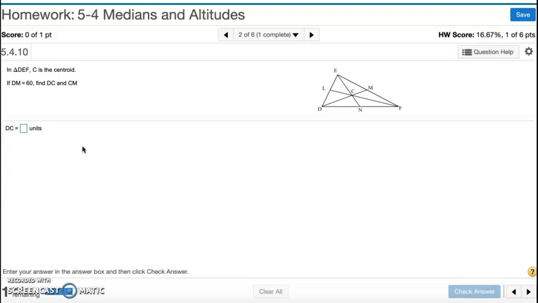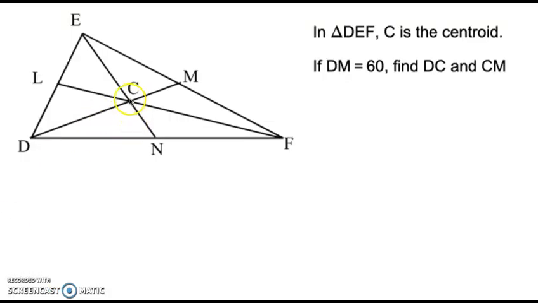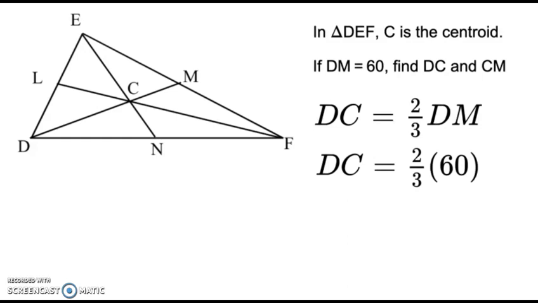Number 2, in triangle DEF, C is the centroid. If DM equals 60, find DC and CM. So let's take a look at that. Now the centroid is the intersection of all the medians, and it's otherwise known as the center of gravity or the center of balance. Now to find DC and CM, we have to use the rule saying that DC equals 2/3 of the length of DM. So substituting 60 in for DM, I multiply 2/3 times 60, and DC equals 40.